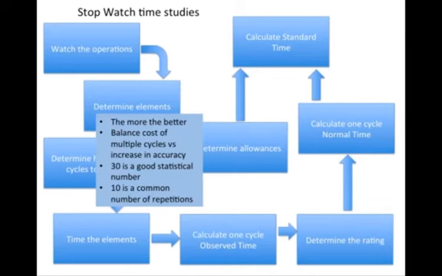10 is a common number of cycles, and that's really trying to balance the cost of doing the cycles versus accuracy. What I mean by cycles is watching somebody do the thing over and over and over again and timing it each time they do it. So you're going to time it each time they do it, you're going to do it 10 times.